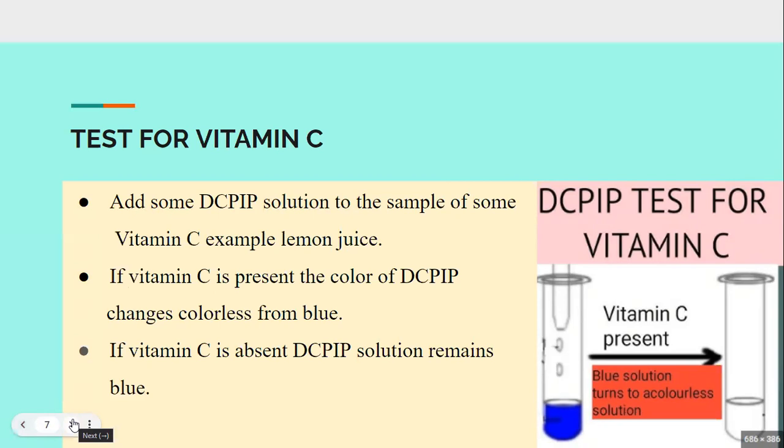What we are doing is taking a little bit of vitamin C solution, which can be lemon juice or orange juice, and adding DCPIP solution to it. You have to shake it well. DCPIP solution is blue in color. If vitamin C is present, the solution turns colorless. If vitamin C is absent, the solution remains blue.